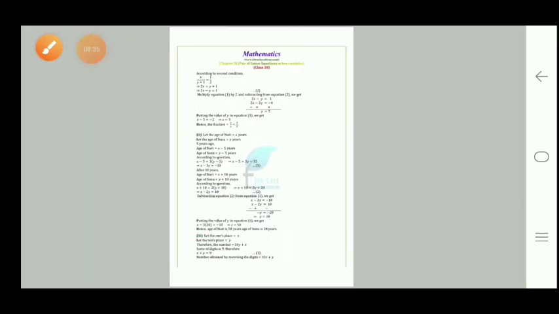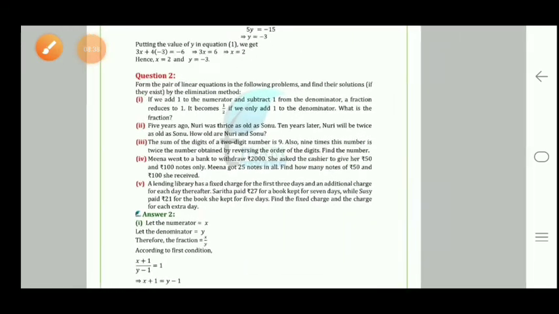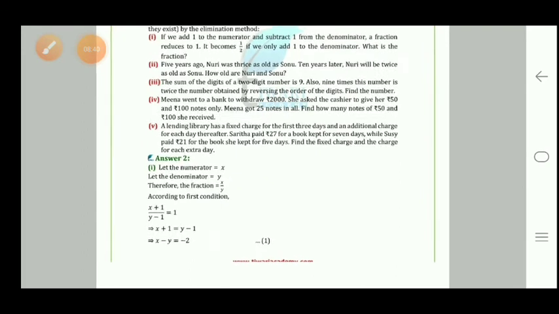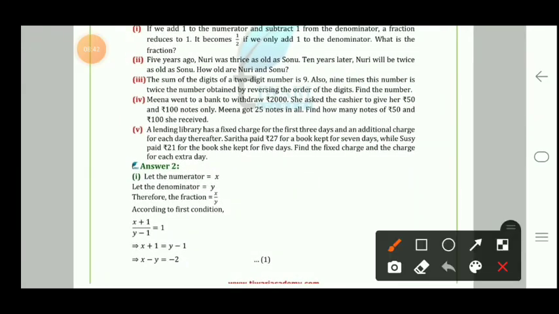Now, moving towards the fifth part. So, what is in the fifth part? We will see. A lending library has a fixed charge for the first 3 days and additional charges for each day thereafter. Saritha paid rupees 27 for the book kept for 7 days while Susheela paid rupees 21 for the book she kept for 5 days. Find the fixed charge and the charge for each extra day.